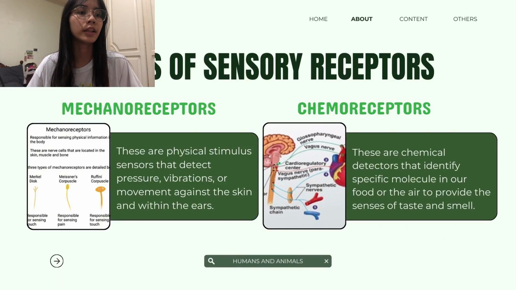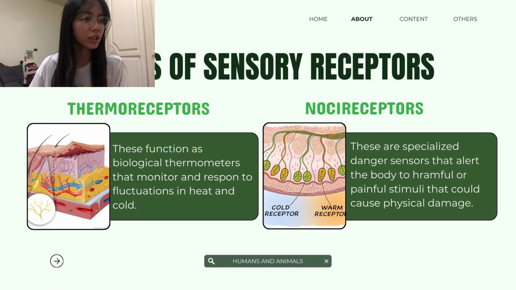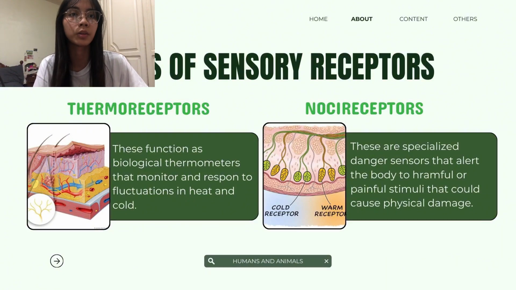And the next type of sensory receptors is the thermoreceptors. So thermoreceptors detect temperature and changes in temperature outside or inside our body. So it can detect temperature in our environment. These receptors allow us to feel whether something is hot or something is cold.